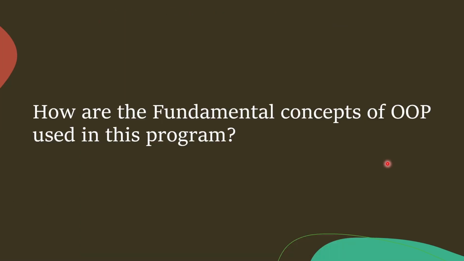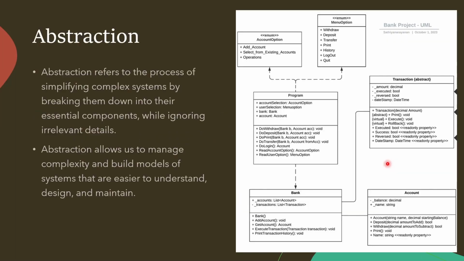Now let's see how the fundamental concepts of OOPS such as abstraction, encapsulation, inheritance, and polymorphism are used in my program. Abstraction is nothing but the process of simplifying complex systems by breaking them down into their essential components. Here we have broken down the whole program into different classes, and inside different classes we have specified different attributes and methods.